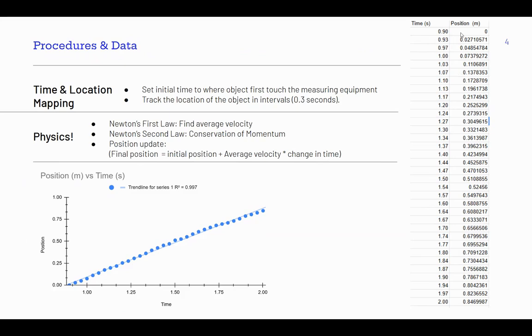We observed that the position of the object was at 0 centimeters on the ruler. And then after 0.03 seconds, the position of the object would change. So our delta t would be equal to 0.03. Using the data we collected for position versus time, we had a linear trend for the position versus time. So very much a constant velocity.